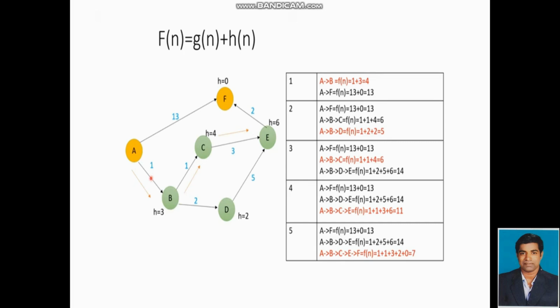Now similarly we calculate: we take the cost function values for all the nodes, and the heuristic value for the final node alone, the F node. Here the F node heuristic value is 0, and the cost function is taken along A, B, C, E, F.